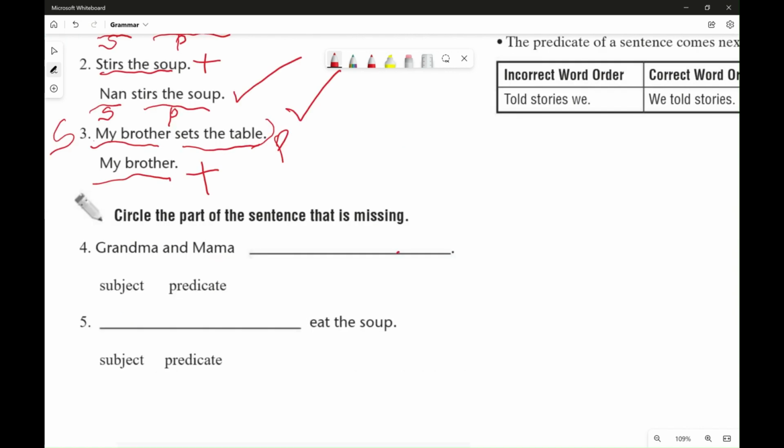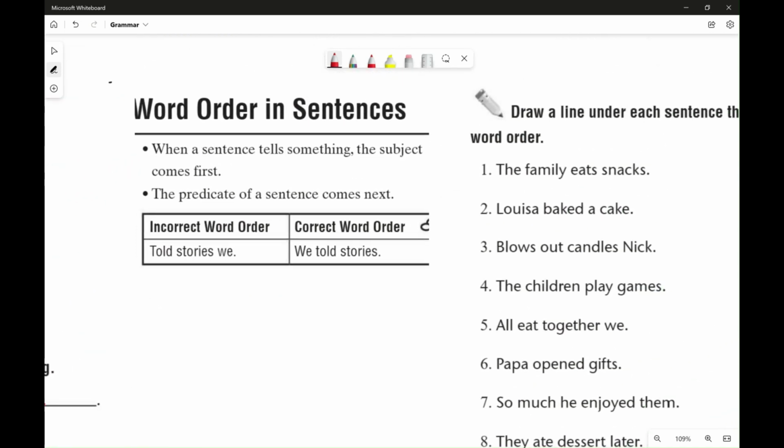Next, circle the part of the sentence that is missing. Grandma and Mama. They are the subjects, but the predicate's missing. So, circle predicate. Next, eat the soup. Who eat the soup? The subject's missing. Oh no! Let's go to the next one.